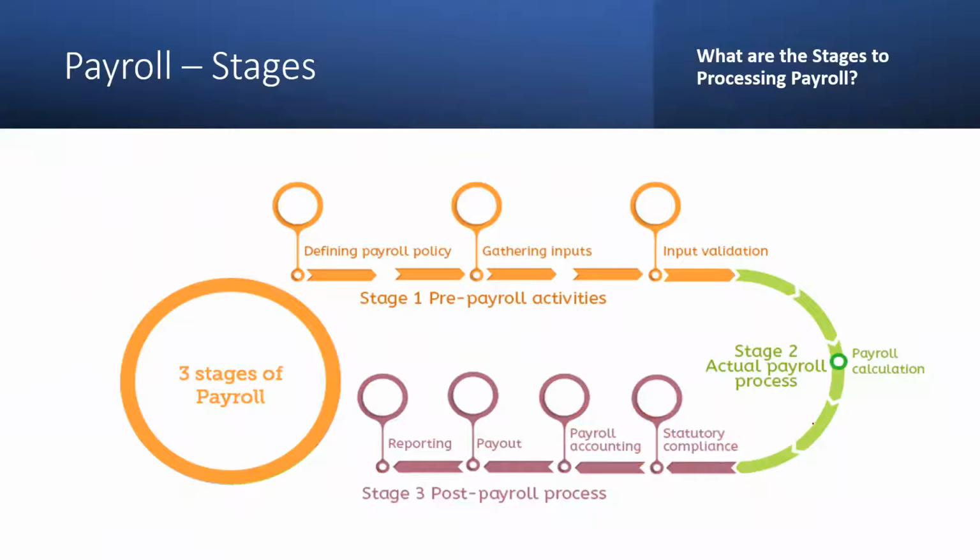Correct. So this is my post payroll, this is my payroll, and this is my pre-payroll activity. There are 3 stages that normally we do. This is my stage 1, stage 2, and stage 3. Stage 3 is called my post payroll processing.